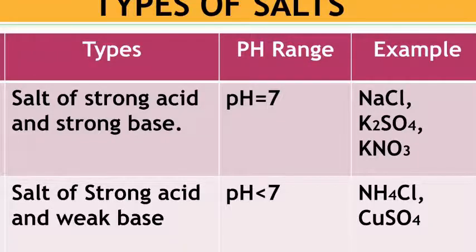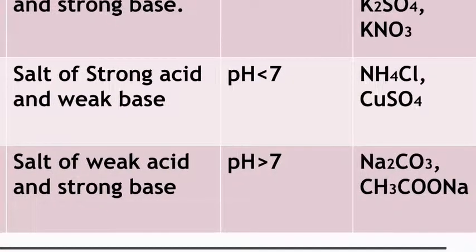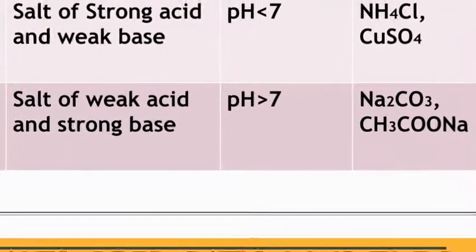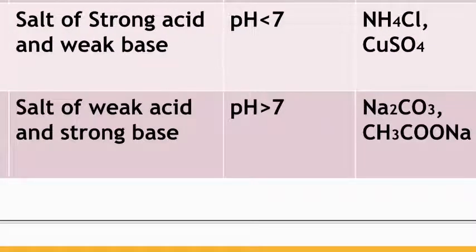Okay, now we move to the next type of salt, that is salt of strong acid and weak base. Salt of strong acid and weak base, pH is less than 7. Why? Because mainly it is a strong acid, so strong acid dominancy is much more than the weak base. So always when the salt is formed, acidic property is there. So all this type of salts are acidic in nature and their pH is less than 7.